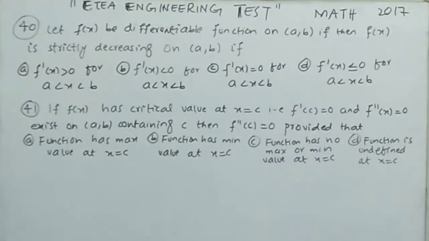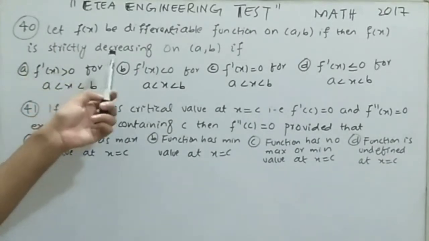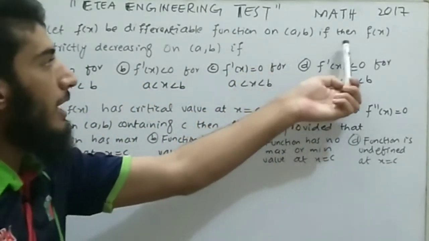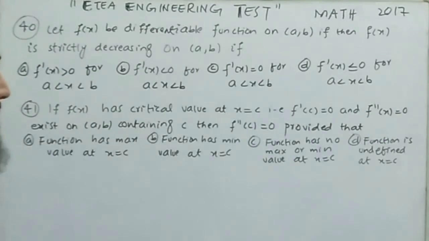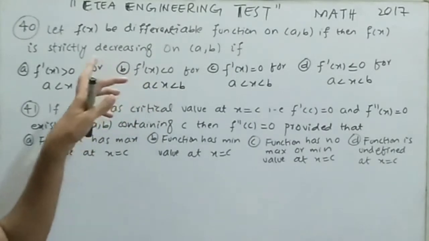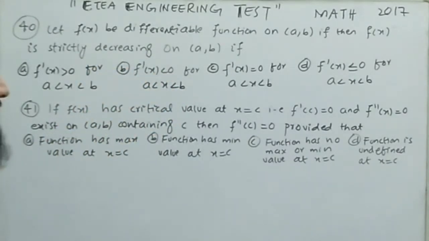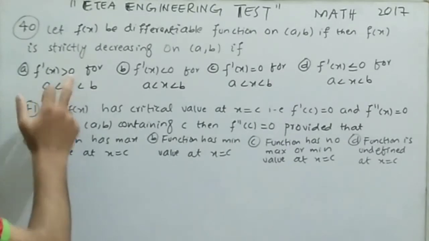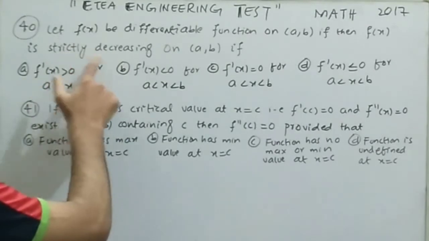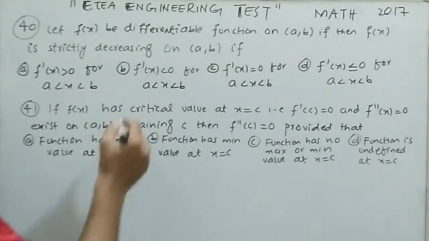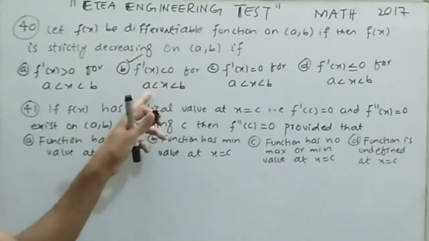Now move to the next MCQ, number 40. It tells that let f of x be a differentiable function on the interval AB. Then f of x is strictly decreasing on the interval AB if, and 4 options are given. Remember that the function will be strictly decreasing on the interval AB if the first derivative of the function is less than 0. In this option, the first derivative is represented by f prime of x. So when f prime of x is less than 0, it means that the function is strictly decreasing, and when f prime of x is greater than 0, it means that the function is strictly increasing in the specific interval. Over here they are talking about strictly decreasing. It means the correct option for this MCQ is option number B, f prime of x less than 0 for a less than x less than b.